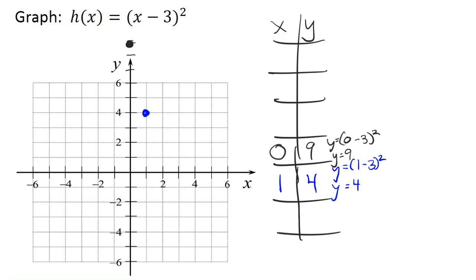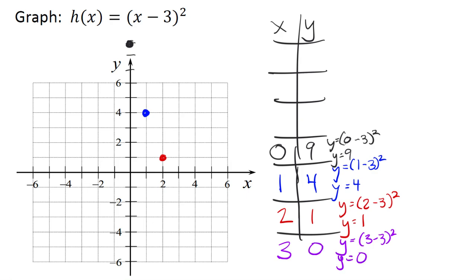Let's try x is 2 and see what happens there. So we're going to say x is 2. So that'll be y equals, in parentheses, 2 minus 3 to the power of 2. And that's just going to be negative 1 times negative 1, or negative 1 to the power of 2, which is going to be 1. And again, this is going to fit, so we'll put that in. Next, we'll just show that you could do a 3 if you wanted to. Y equals 3 minus 3 to the power of 2, and that's just going to make y is 0. So it gives us this ordered pair here.